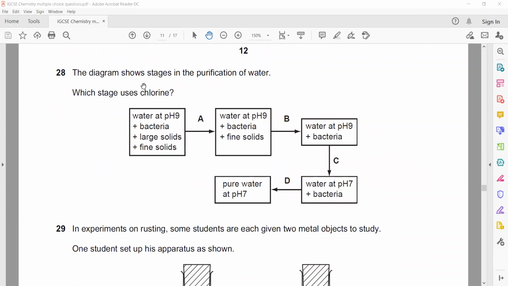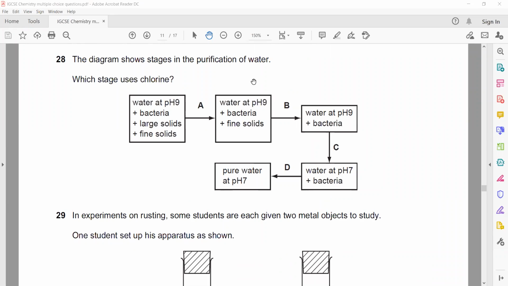The diagram shows stages of the purification of water. Which stage uses the chlorine? The purpose of the chlorine is to kill bacteria. So the stage where you don't see bacteria is the stage where we add chlorine. Sir, is chlorine used to control the acidity of the water?